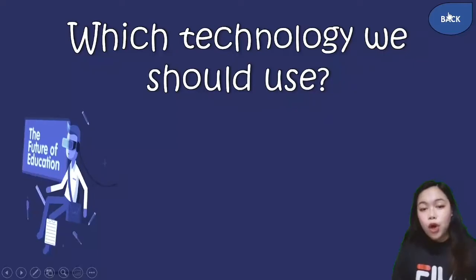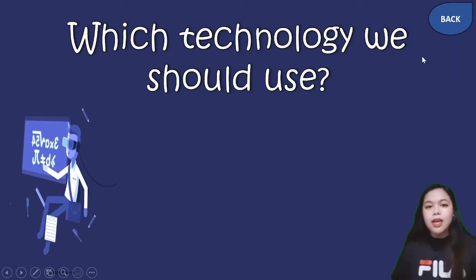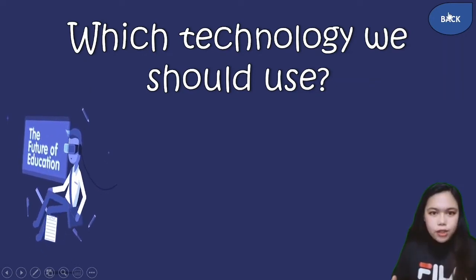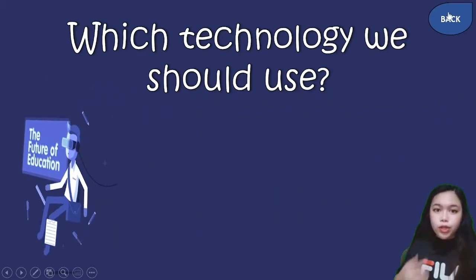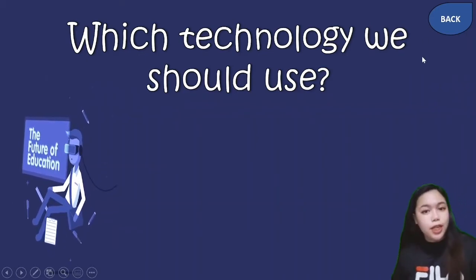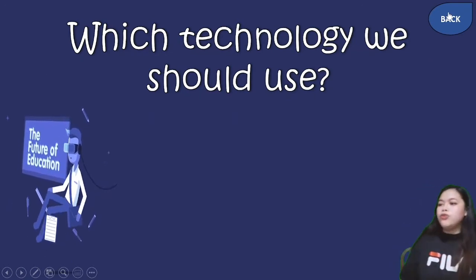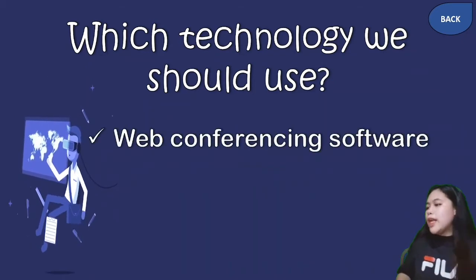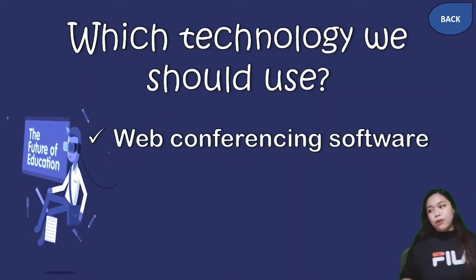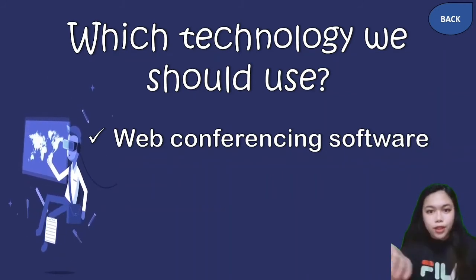Hindi pwede. So, in addition, with step 3, you need to select a tool, right? So, I added here which technology we should use. So, I gave you some information that could help you in choosing a technology tool. First, we have the web conferencing software. Refers to any app that makes online meetings. For example, Skype, Microsoft Teams, Google Meet, Zoom, you name it.